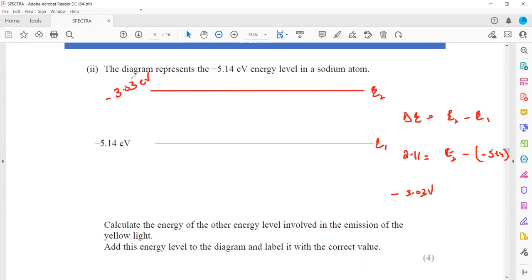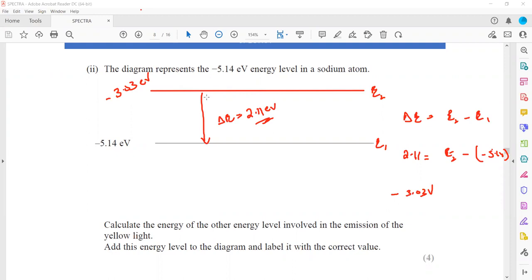Is it clear how we work out the energy of the second level? First, using the frequency, we work out the difference in the energy, which was 2.11 electron volt. Using the difference in energy, 2.11 electron volt, we work out the energy of the new level.